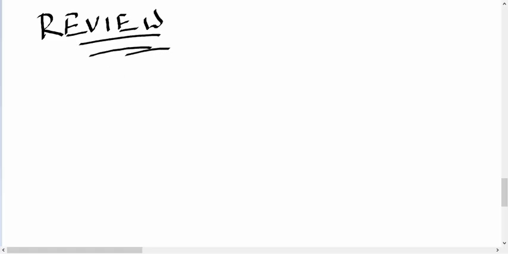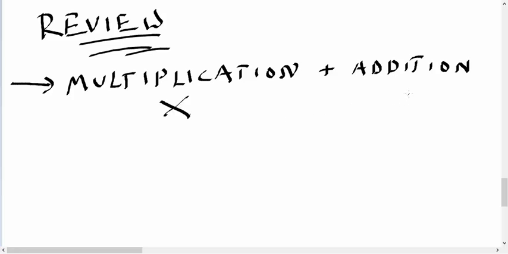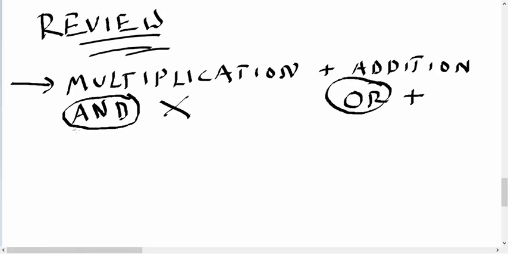Review. Okay, so number 1. What did we look at? We looked at the multiplication principle, or multiplication rule, and the addition rule. So multiplication rule, multiply. Addition rule, add. And you use the multiplication rule when you have the word and, when you're doing one thing and another thing. And the addition rule when you have the word or, when you're doing one thing or another thing. Right? Very important.